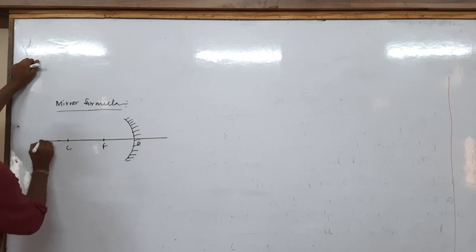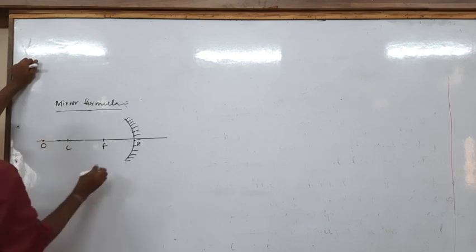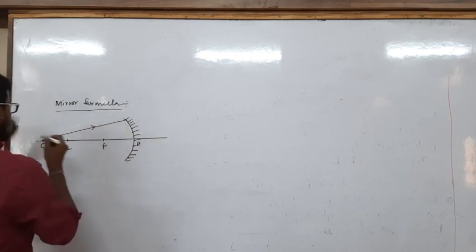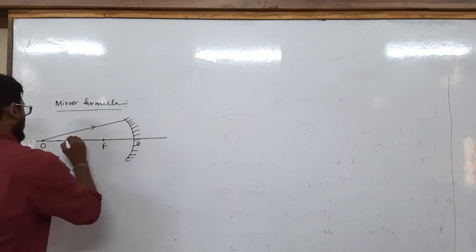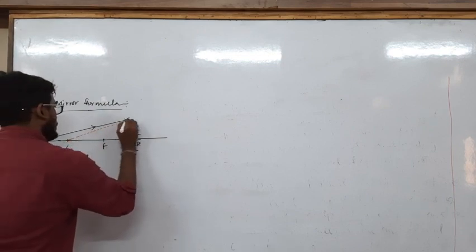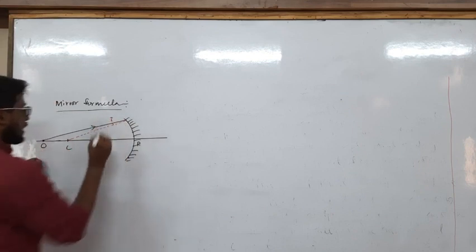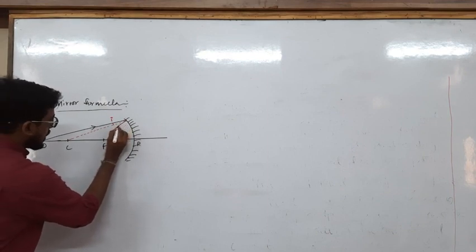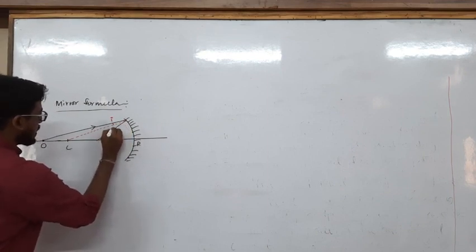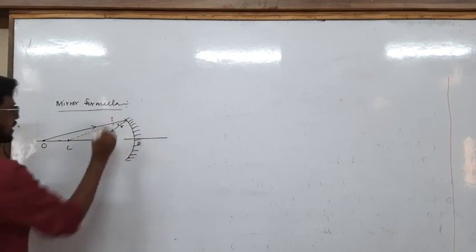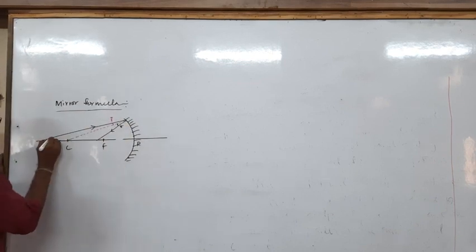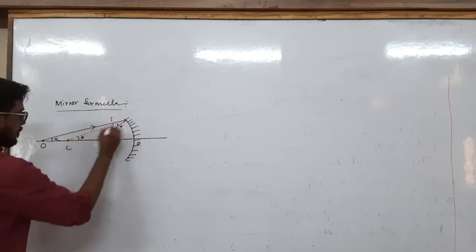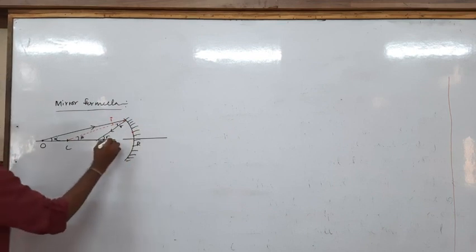Clear? So if a point object O is at this place, and a light ray is incident along this direction, the normal at the point of incidence will be along the radius of curvature. This angle is taken as I, the angle of incidence, and after reflection the ray comes back making the same angle with the normal. This is taken as R. Let the incident ray make an angle alpha with the principal axis, the normal make an angle beta, and the reflected ray make an angle gamma with respect to the principal axis.